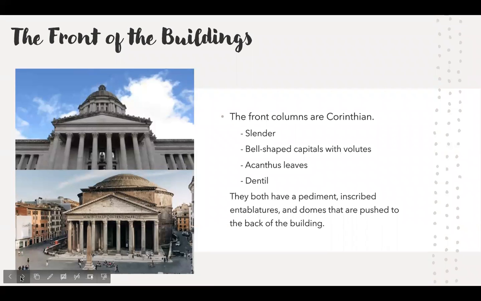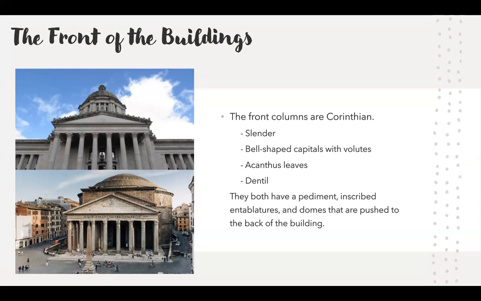So the front of the buildings. So here we have the Washington State Capitol along with the Pantheon. And so just kind of by looking at the front of the buildings, we can see that there are many similarities between the Pantheon, a very significant and beautiful building from Rome, and the Capitol building. So first, they both have these Corinthian columns, and we know this because they are slender. They have the bell-shaped capitals, so you can see that here and a little bit here. They have the volutes, which are like the scroll-like designs, which you can't really see in this picture.